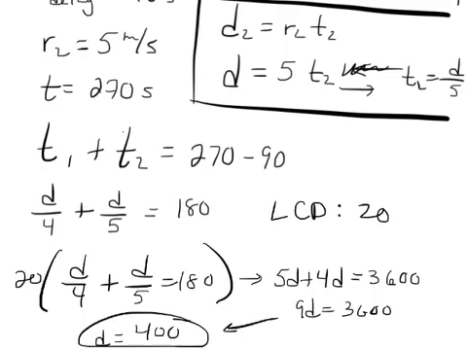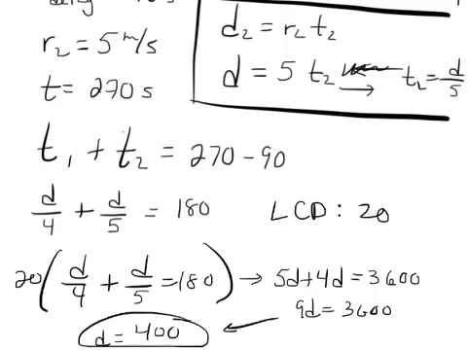So again, this is your time relationship here. You plug in the d over 4 and the d over 5 for them. Carry them down. Multiply by 20 because that's the LCD, which gives us 5d plus 4d equals 3600. Combine the like terms to 9d. Divide by 9, you get the distance is 400.